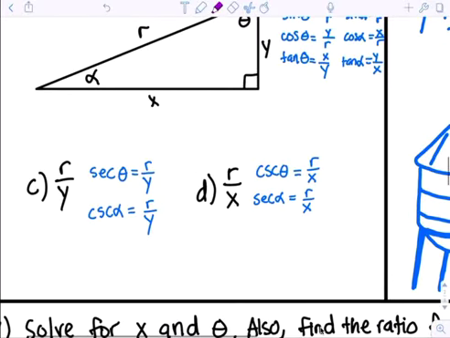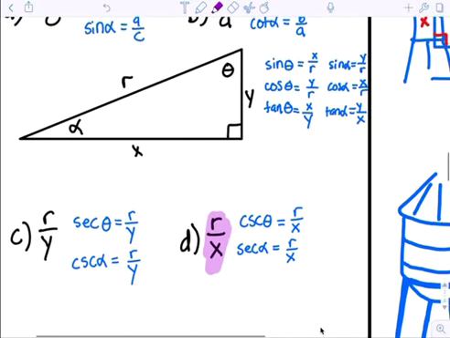Now we have to find this one, r over x. So back to my theta list. Looking at thetas, r over x, this one's really close. We just need to take the reciprocal. So the reciprocal of sine theta is cosecant theta. So cosecant theta is one answer.